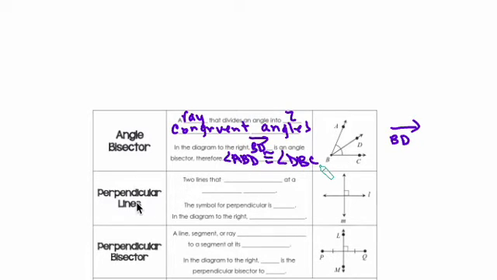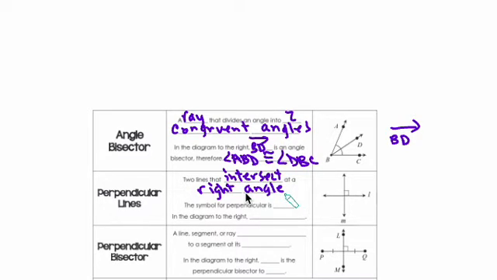We also have perpendicular lines. Two lines that intersect at a right angle are said to be perpendicular.